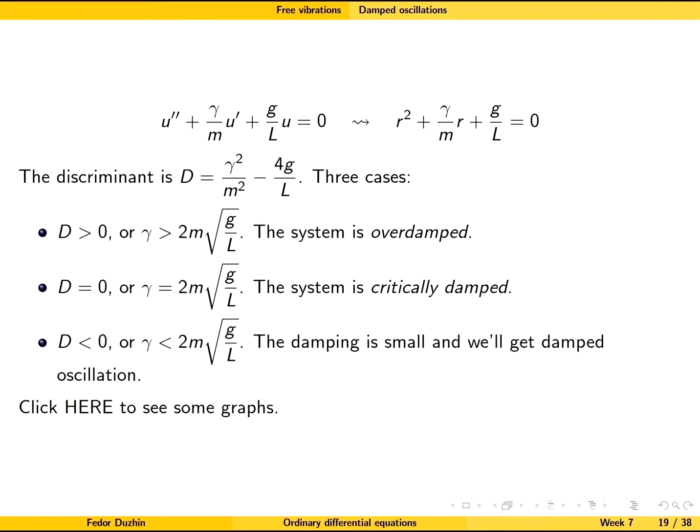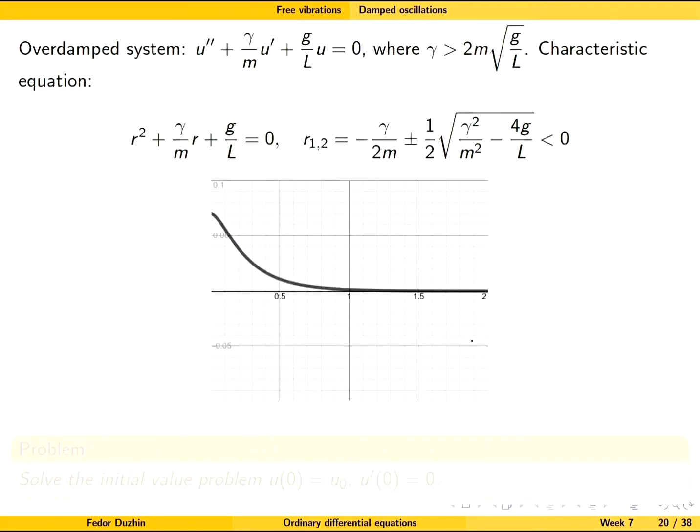I'm not going to do it, but I suggest that you click here to see some graphs and play around to get some feeling of what kind of oscillations you are going to get if you change the damping constant and so on and so forth. So in the overdamped case, the solution is going to be a combination of exponential functions with negative exponents, so it's going to quickly approach 0.